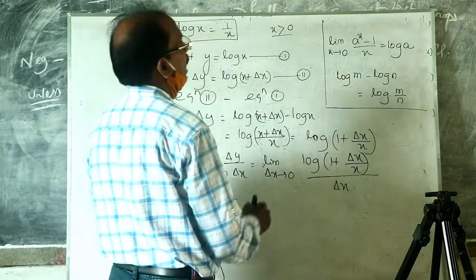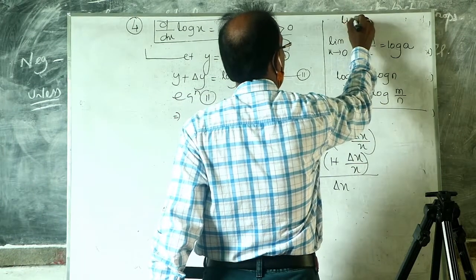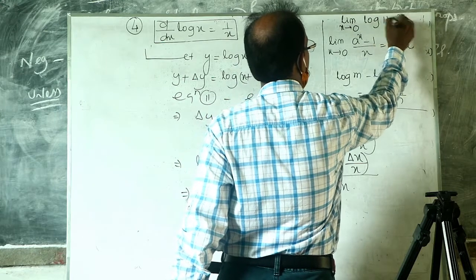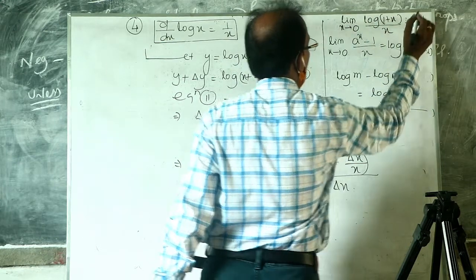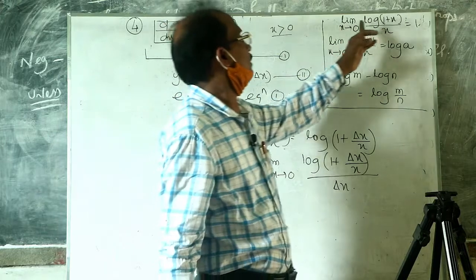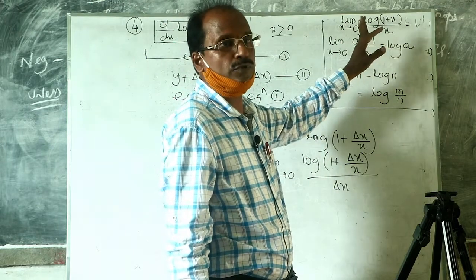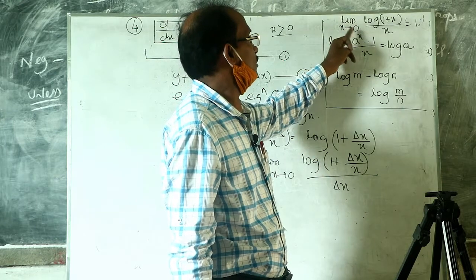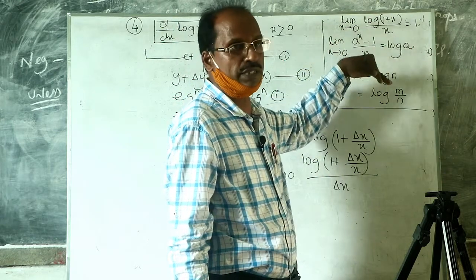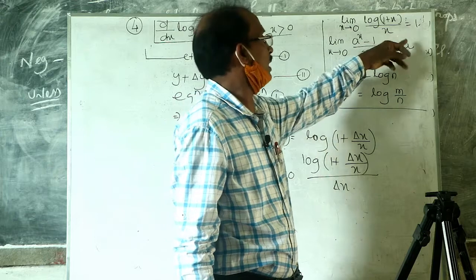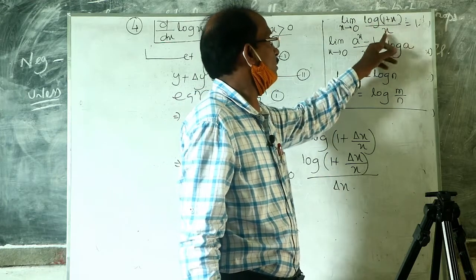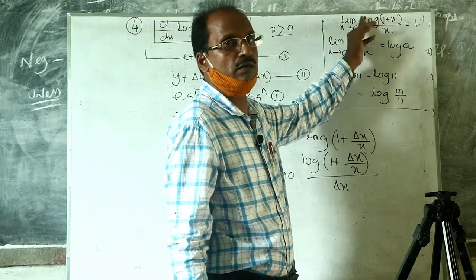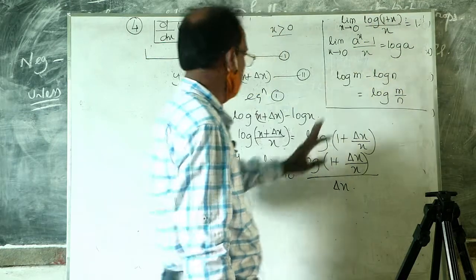So there is a formula in limit you have read in first year: limit x tends to 0, log 1 plus x whole by x is equal to 1. There is a formula you have read, recall: limit x tends to 0, log 1 plus x by x is 1, log 1 plus 2x by 2x is 1, log 1 plus alpha x by alpha x is 1, log 1 plus beta x by beta x is 1.